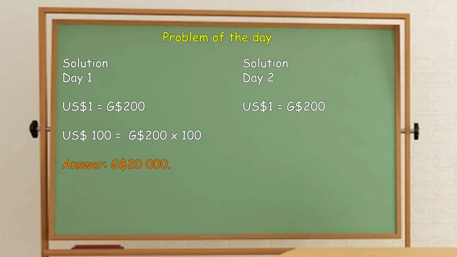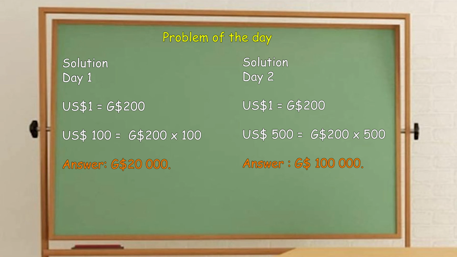Day 2. What do we know? 1 US dollar equals 200 Guyana dollars. He changed 500 US dollars on day 2. 500 US dollars equals 200 Guyana dollars multiplied by 500. Again, boys and girls, we know to multiply by numbers that are multiples of 100. So we multiply by the number in the hundreds place, which would be 5, and then we add 2 zeros to the answer. So 5 by 0 will give us 0.